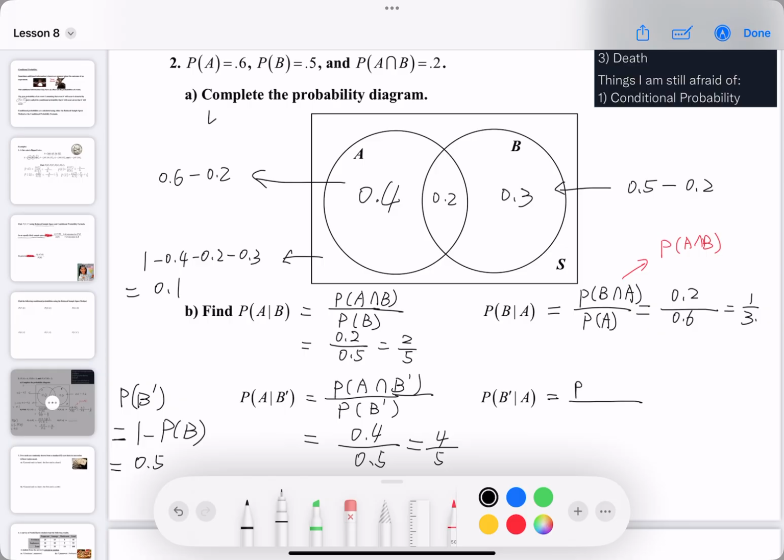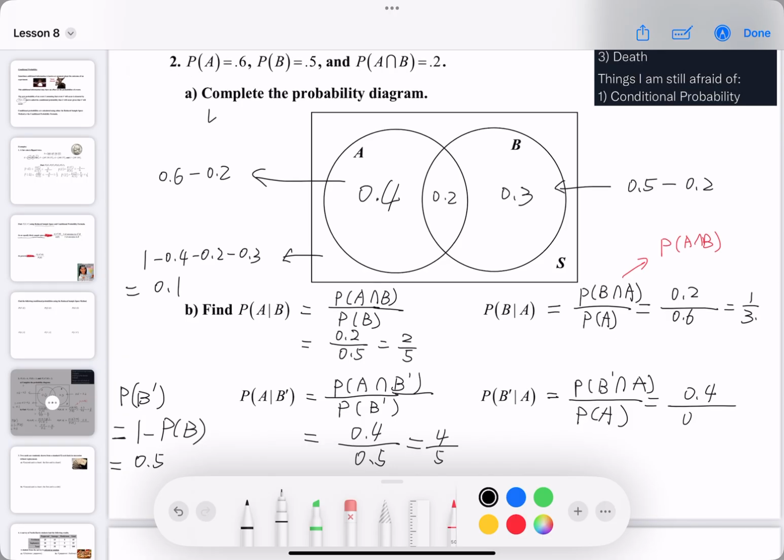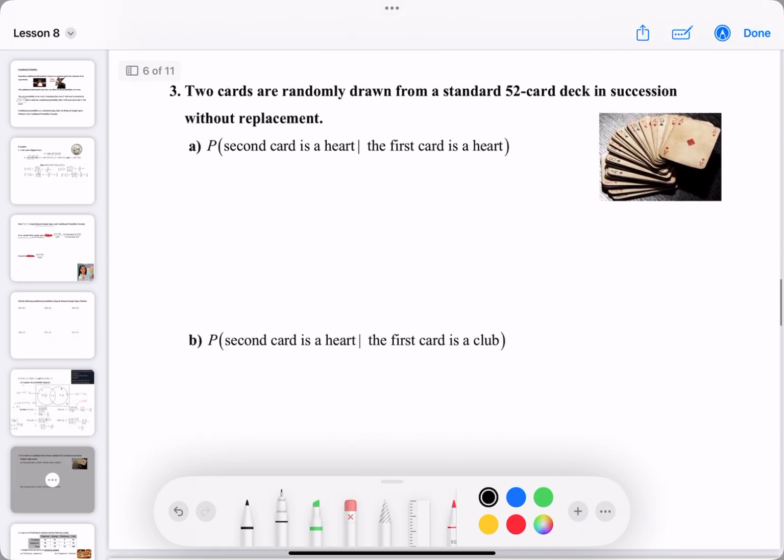Next example, rewrite it. We have P of B prime and A over P of A. The last question we solved, P of A and B prime, that is P of B prime and A, 0.4. Let's just copy it from the previous example. The denominator is 0.6. So the probability is 4 over 6, and we can simplify it to 1/3. All right, let's see the next example.